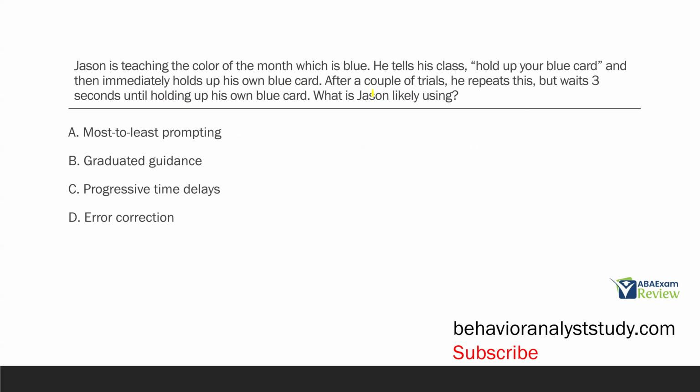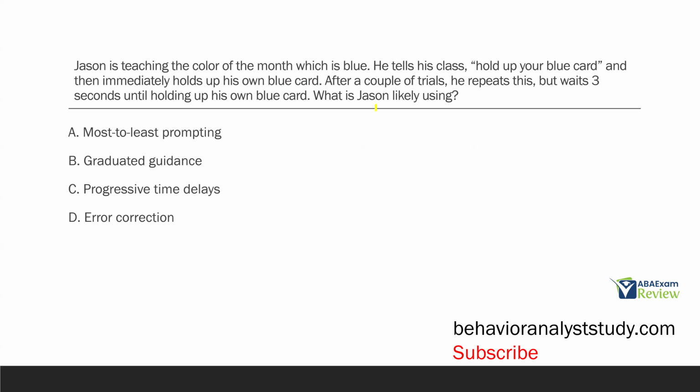Jason is teaching the color of the month, which is blue. He tells his class, hold up your blue card, and then immediately holds up his own blue card. After a couple of trials, he repeats this, but waits 3 seconds until holding up his own blue card. What is Jason likely using?